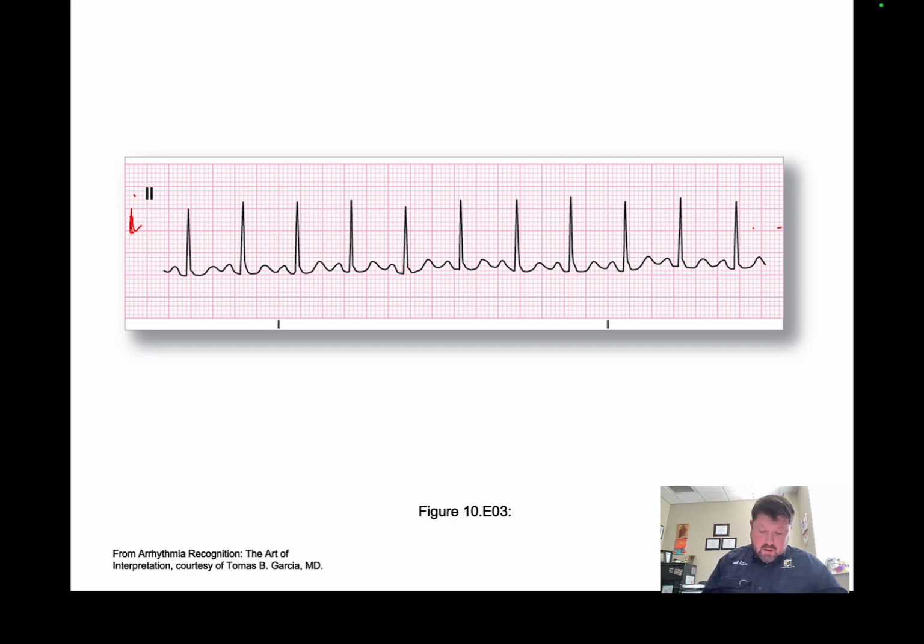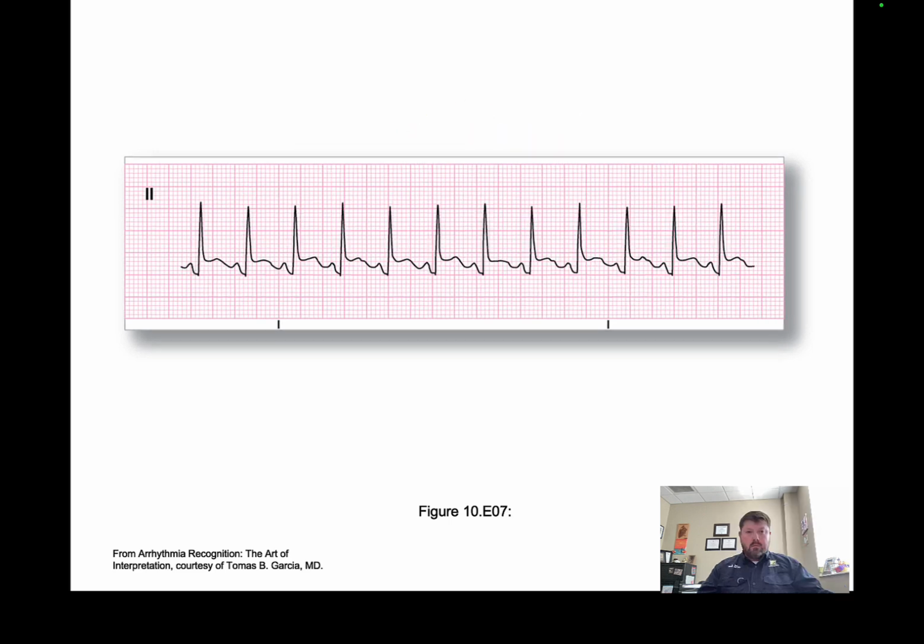My P waves are all sinus P waves. My PRI looks like it's about 0.16, and my QRS is about 0.08. So this again makes this a sinus tachycardia. I'm going to skip on down a few and we'll look at this one. So this one should have another complex right here and should have another complex right here at the end as well. So my rate is 140.